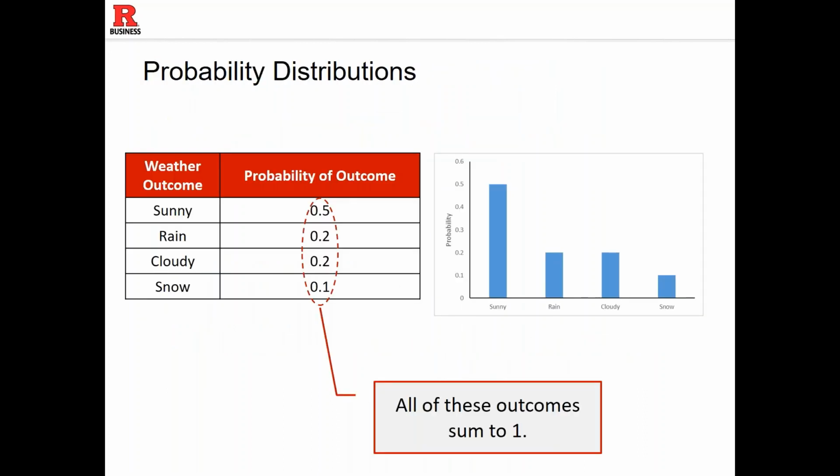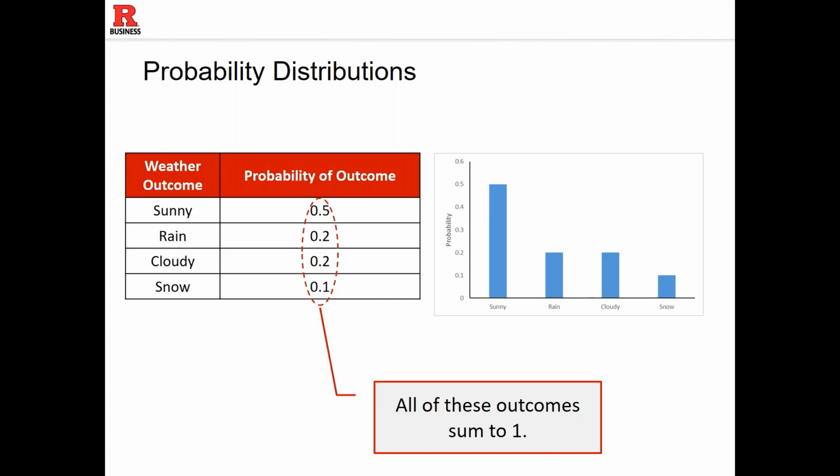So a brief word about probability distributions. I'm using the weather as a simple example to illustrate this. Imagine you have 4 weather outcomes: it could be sunny, rainy, cloudy, or it could snow. The probabilities in the second column, the probability of the outcome, all add to 1. So the sum of the probabilities of an entire outcome space should add to 1. The sum of all probabilities should add to 1. That's a simple illustration.